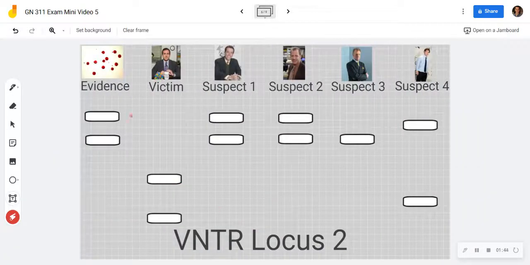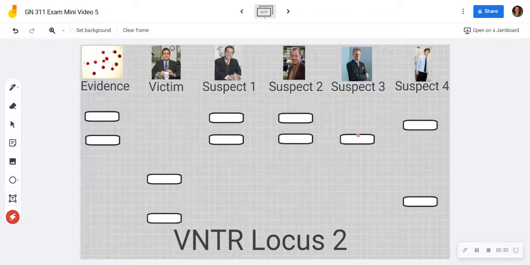Looking at locus 2, again, we got our evidence on the left-hand side, so we'll start looking across the board. The victim does not match, so we are certain that the blood is not his. Suspect 1 does match. Suspect 2 also matches. Suspect 3 matches for this allele.